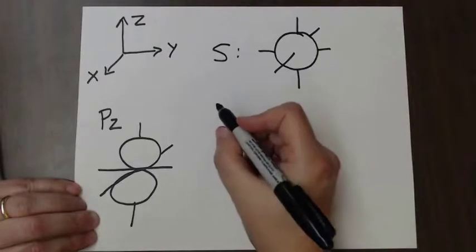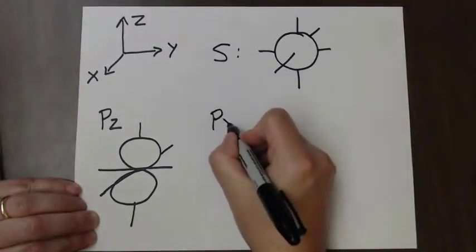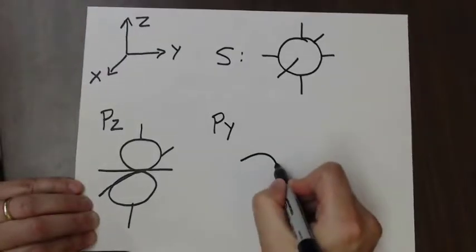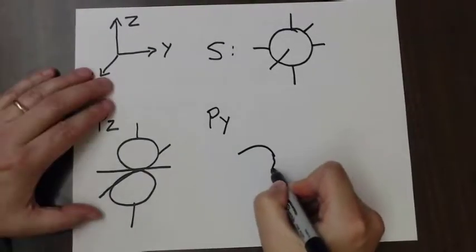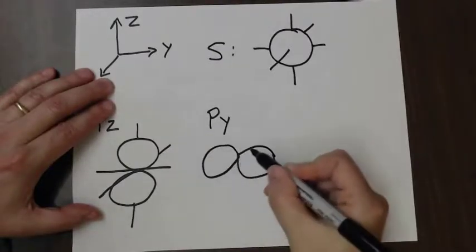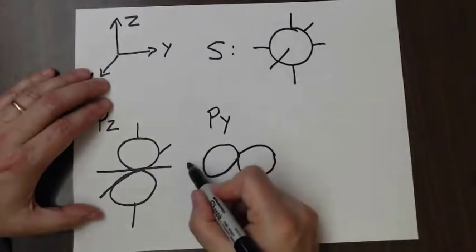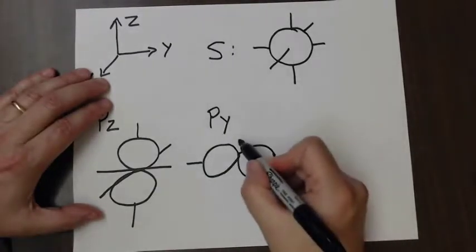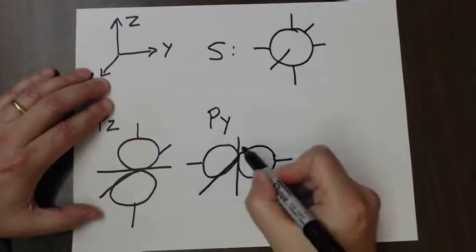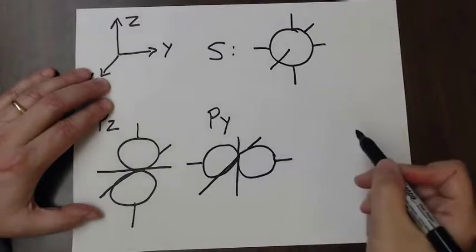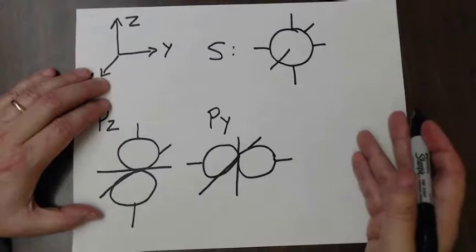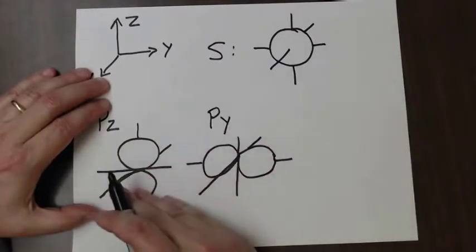The p sub y orbital lies along the y-axis. Again, we can put in the axes. The y-axis left and right, z-axis up and down, and the x-axis front and back. We say the orbital has 2 lobes, one in the positive y direction and the other in the negative y direction.